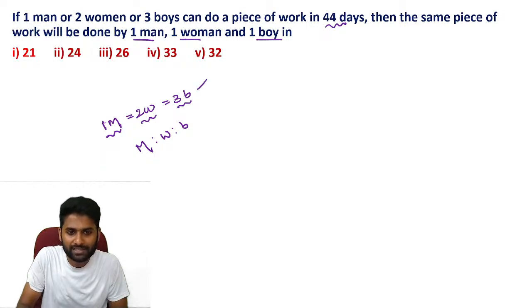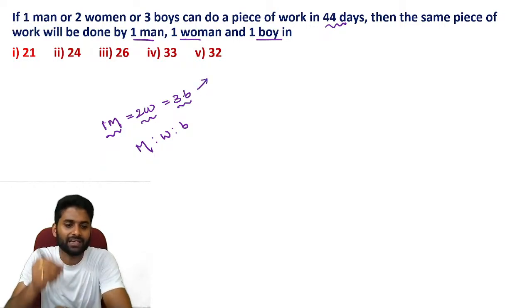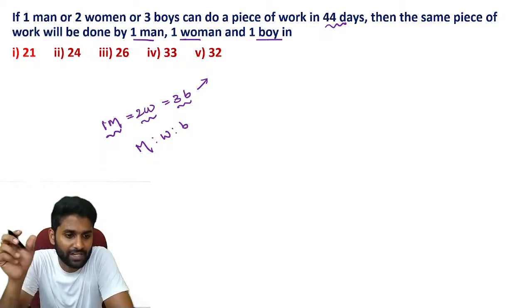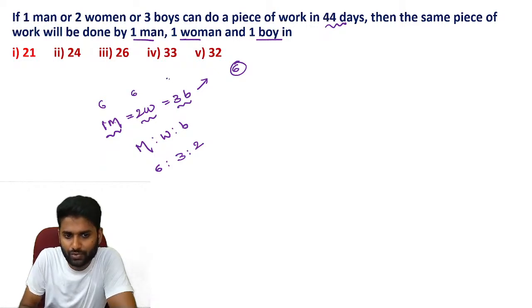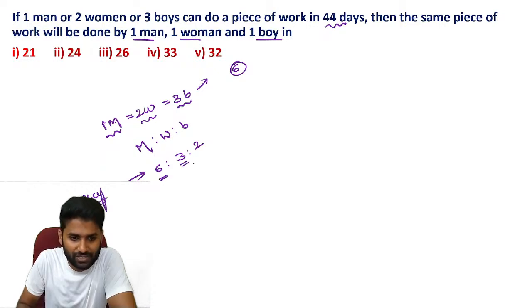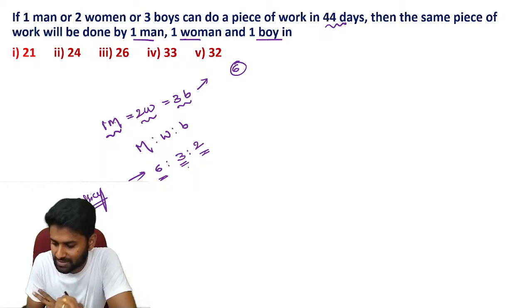We already discussed this kind of calculation in the ratio proportion concept, the equal ratio concept. Let's take the common multiple of 1, 2, 3, which is 6 units. Now man efficiency is 6 units, woman efficiency is 3 units and boy efficiency is 2 units. Now see, 1 into 6 is 6, 2 into 3 is equal to 6, 3 into 2 is equal to 6. Now all those values are equal. Now you will get the efficiency: one man is 6 units, each woman is 3 units, each boy is 2 units.